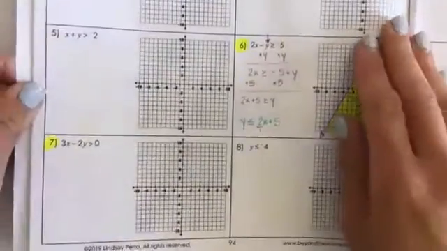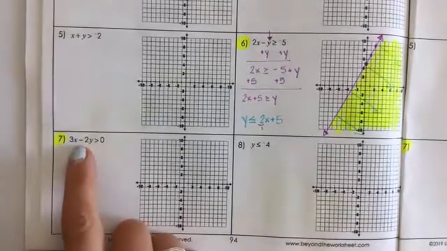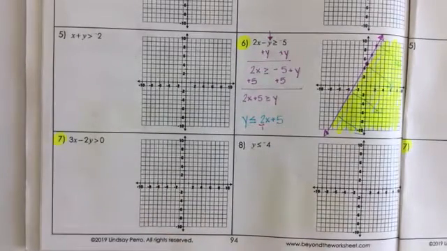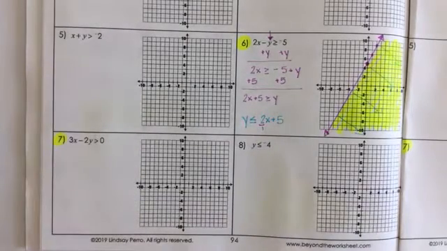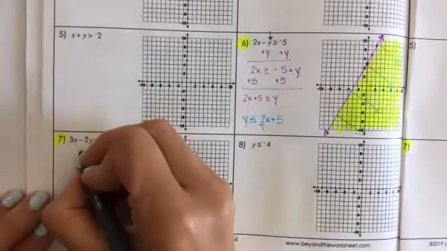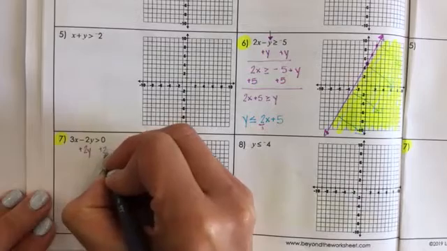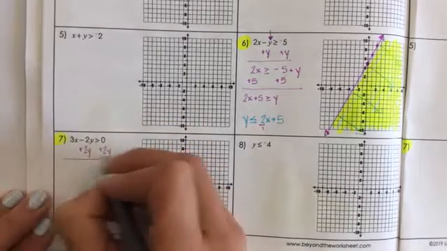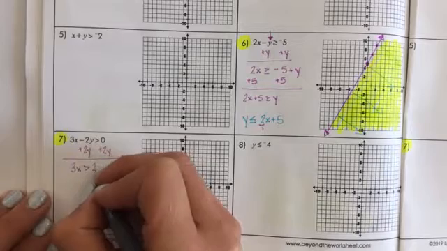Now, number 7 is very similar. We need to get y by itself. And note that I have a negative 2y. So what would be something that you think I would do? Got the right idea, but if you minus it, it's just going to become more negative. Add. So you're going to add it, because we want to cancel them out, remember? So we're going to add 2y. Okay, so I end up with 3x is greater than 2y.